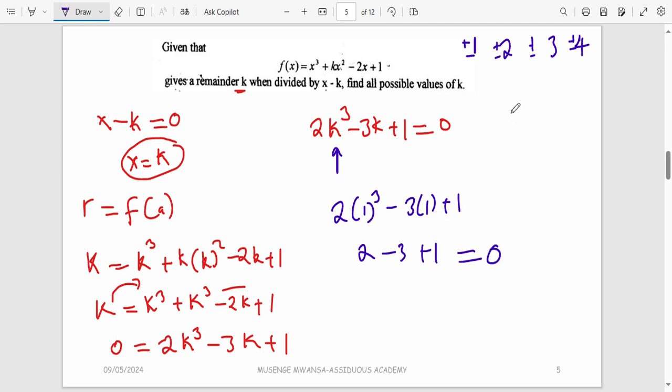So can you tell me, when we used k being equal to 1, is k equal to 1 a factor or not? Mobita, is k equal to 1 a factor or not? Or are you all lost?